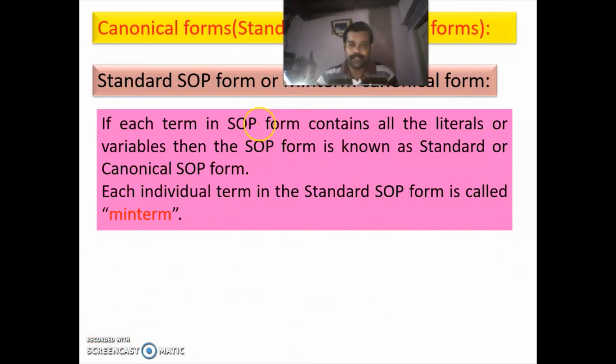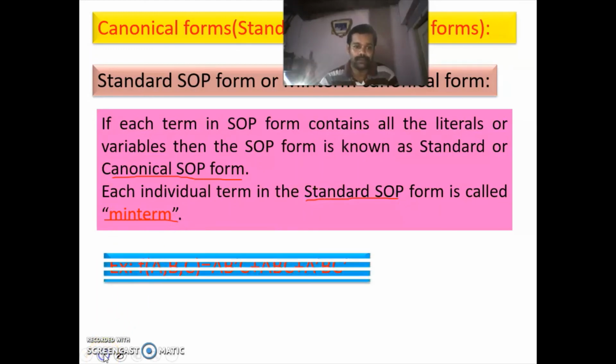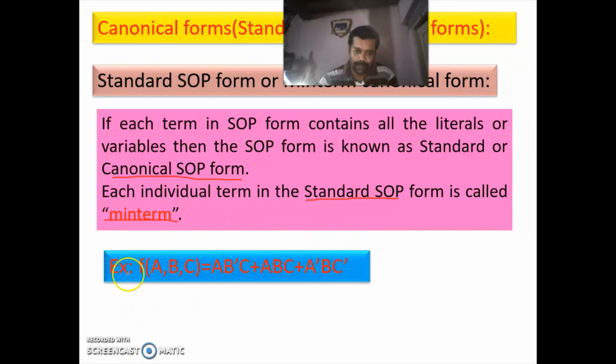If each term of an SOP form contains all the literals or variables, either in true form or complement form, then it is called canonical SOP form. And each individual term of standard SOP is called min term. So this is a Boolean function. It is in SOP. Why? Because this is a product, this is a product, and this is a product. These products are ORed together. So it is SOP.